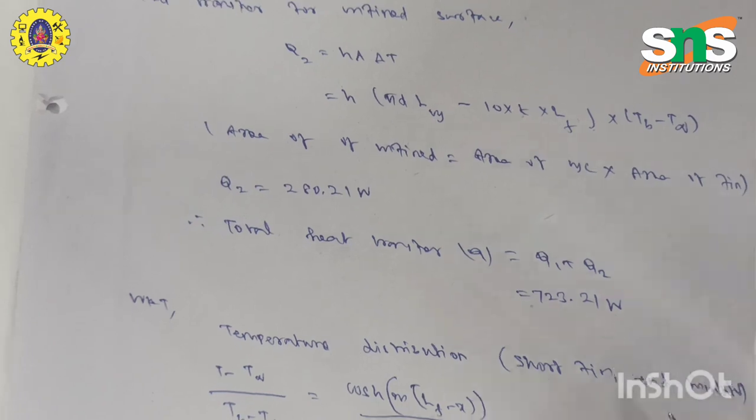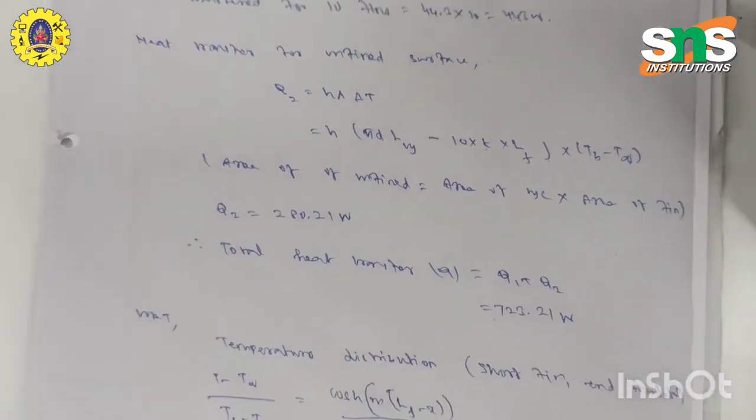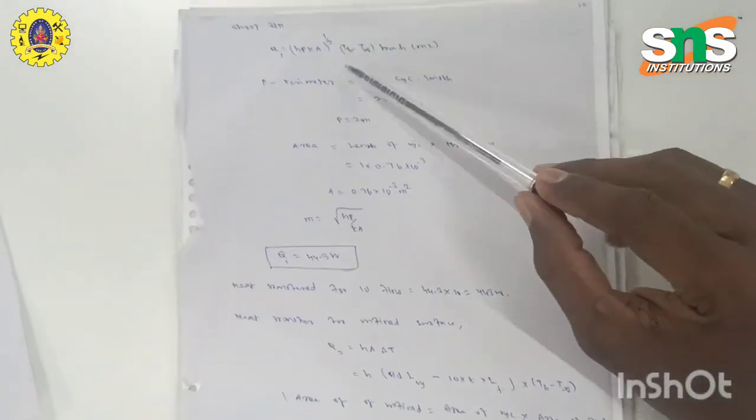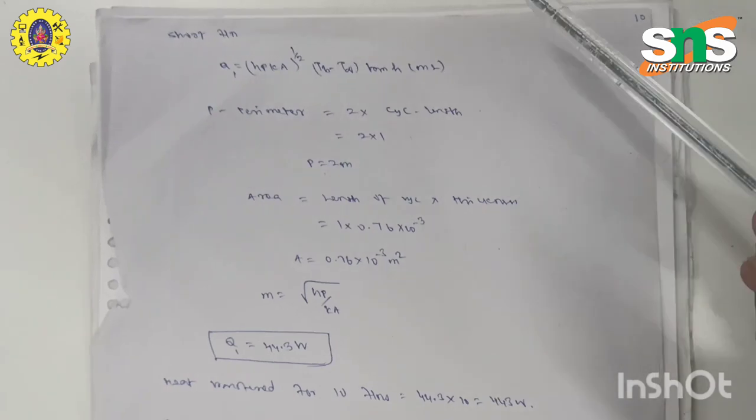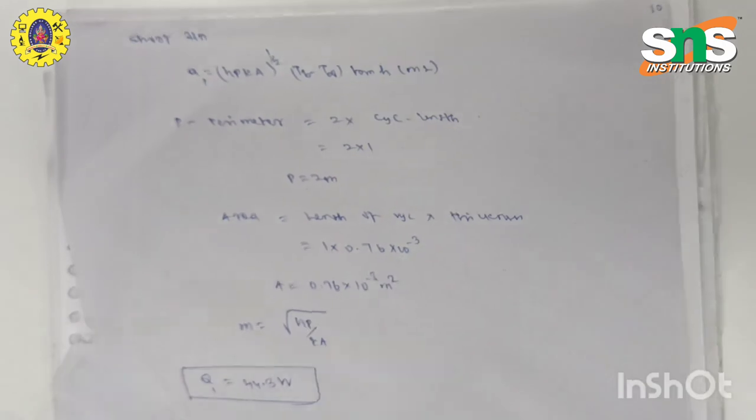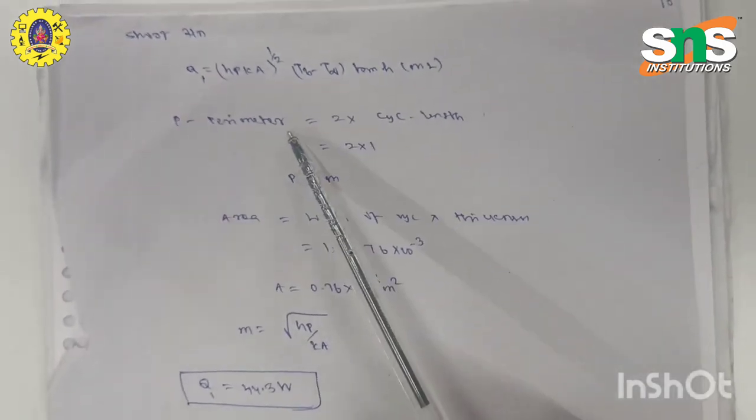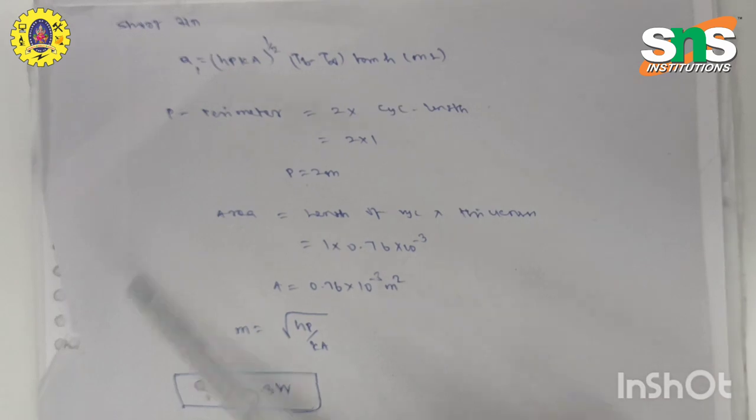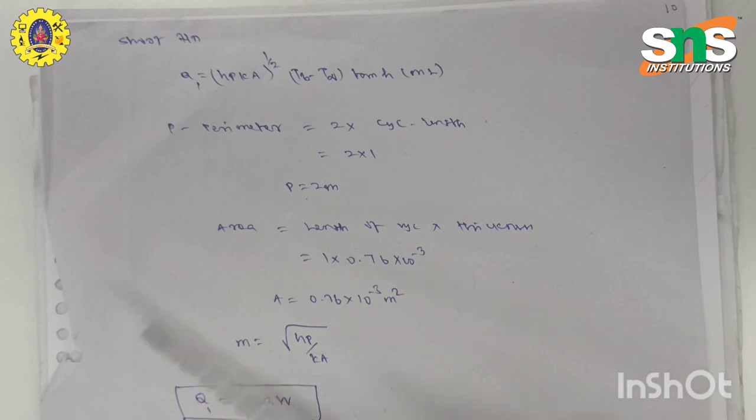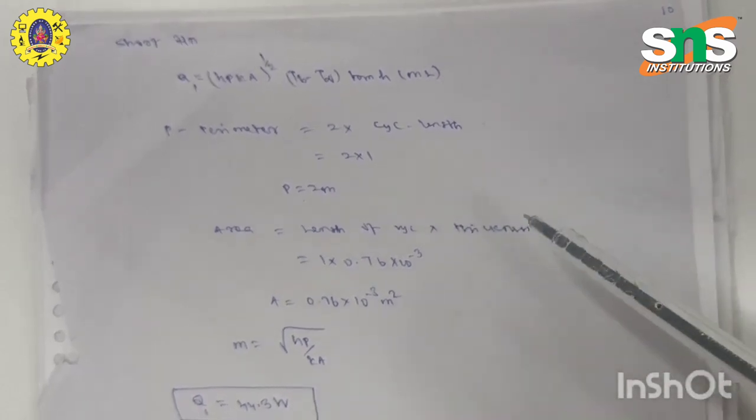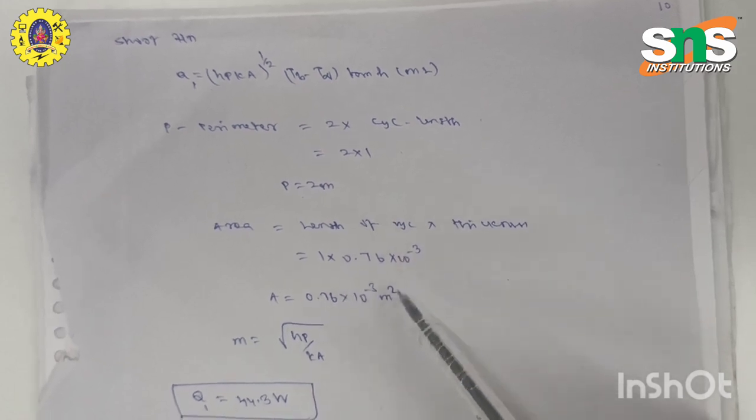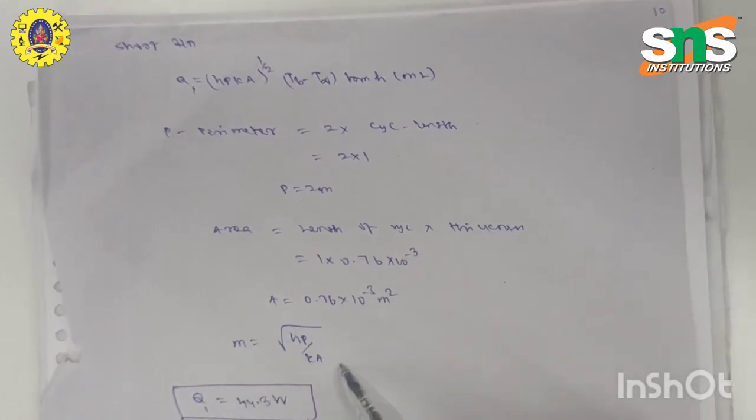We consider this length of section as a short fin compared with the length, and for a short fin, Q is equal to root of hPkA times (Tb minus T infinity) times tanh(mL). This equation is from the heat transfer data book, and here the perimeter formula is 2 times the length of the cylinder, so the perimeter is 2 meter, and the area is equal to the length of the cylinder and thickness of the fin. So finally the area is 0.76 times 10 power minus 3 meter squared, and m is equal to root of hP by kA.